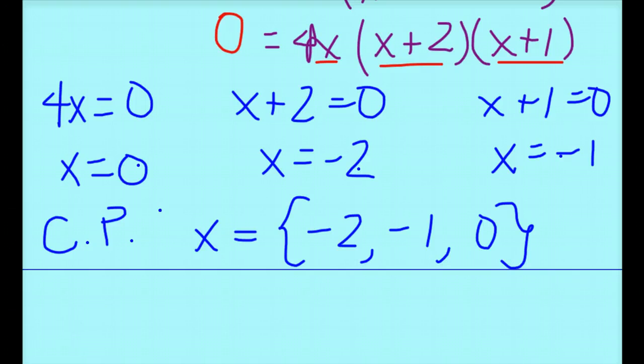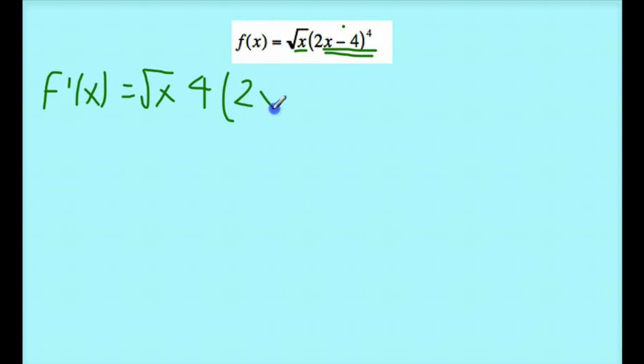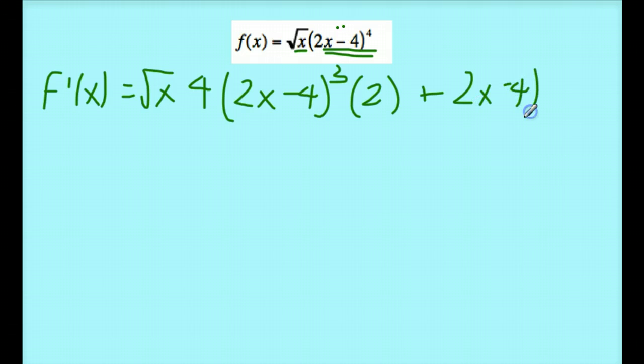Let's go ahead and take a look at a slightly different one. If you take a look at this problem here, it's a little more complicated because I have square roots, but I also have the product rule. So let's do the first term and the second term. f prime of x is equal to the first term times the derivative of the second, which is 4 times (2x minus 4) to the third, and using the chain rule, I need the derivative of what's in parentheses, so that's 2, plus the second term, (2x minus 4) to the fourth, times the derivative of that term.